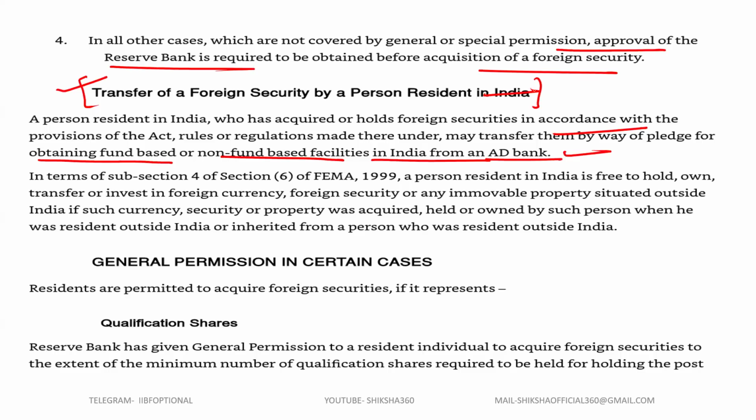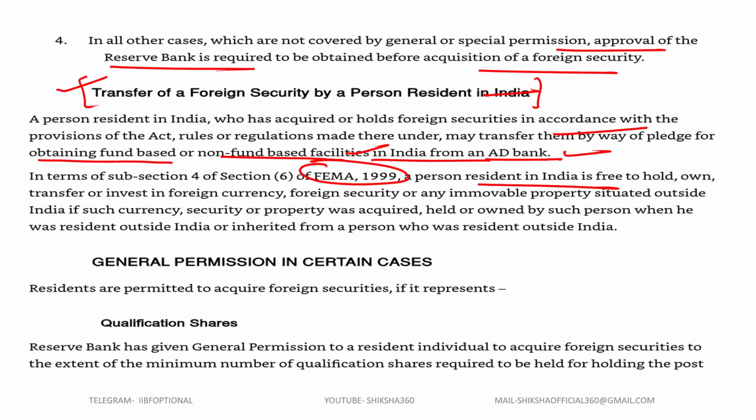So in terms of subsection 4 of section 6 of FEMA 1999, a person resident in India is free to hold, own, transfer or invest in foreign currency, foreign security or any immovable property situated outside India if such currency, security or property was acquired, held or owned by such person when he was a resident outside India or inherited from a person who was a resident outside India. Clear?